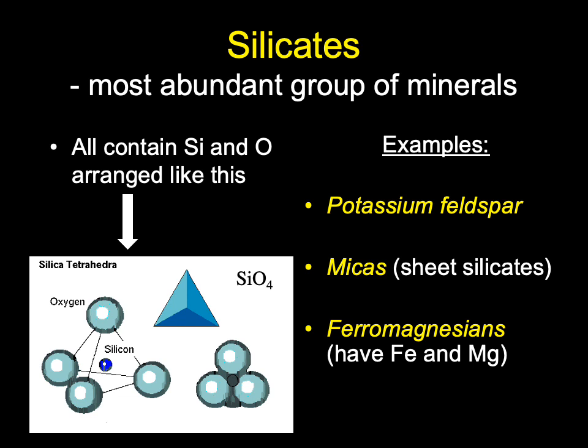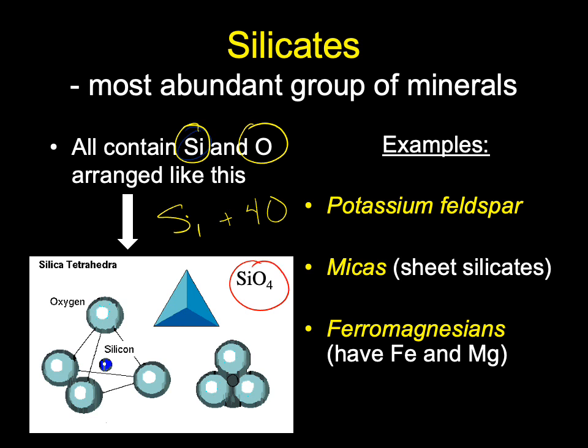All silicate minerals contain silicon and oxygen. The silicon is an Si atom here, and each silicon atom is then going to be bonded to 4 oxygen atoms. So what we're going to make is SiO4, okay?